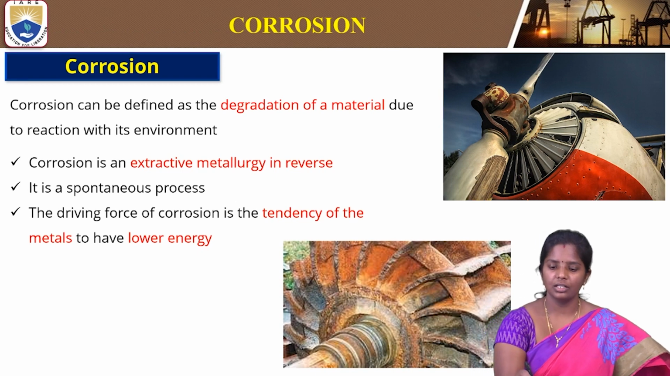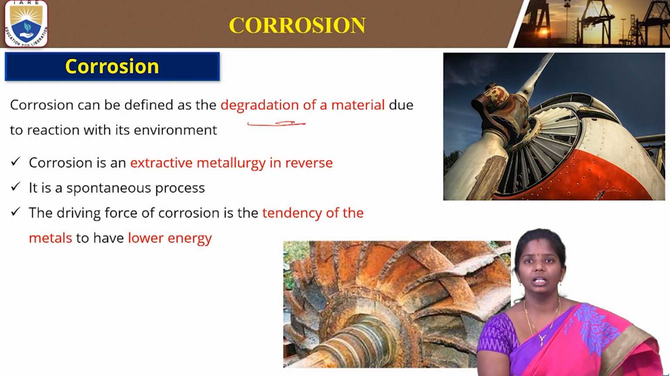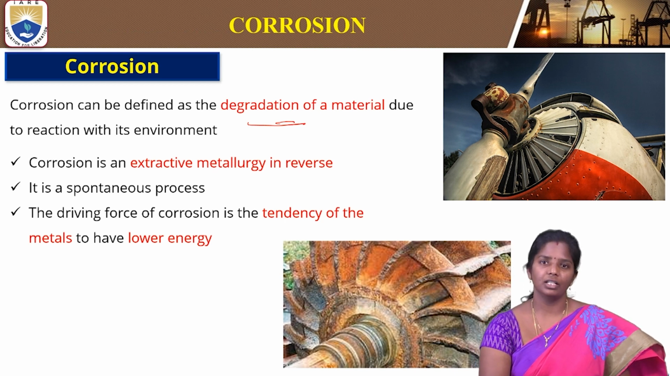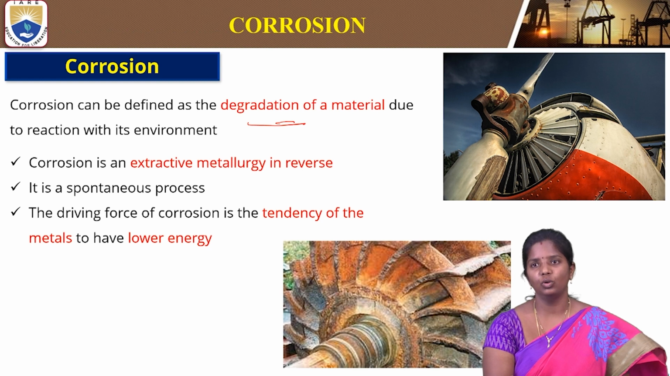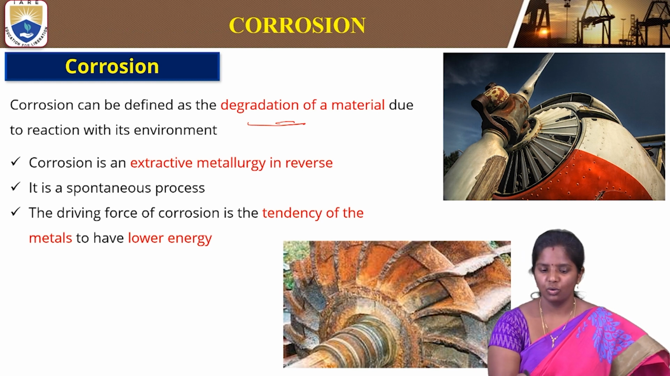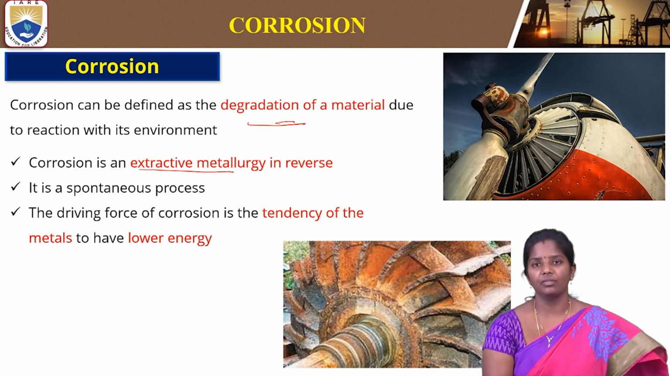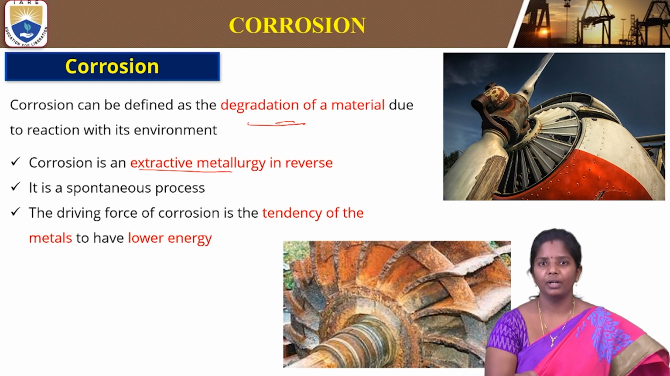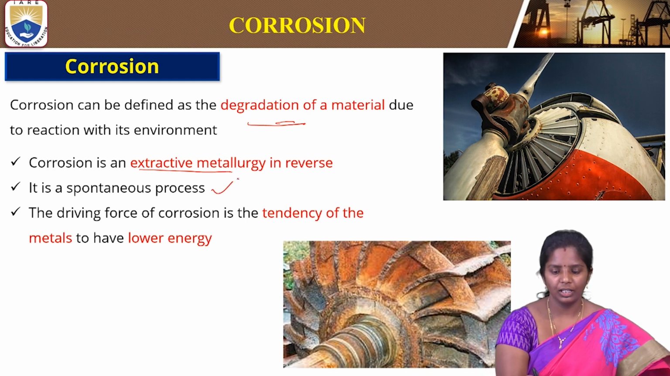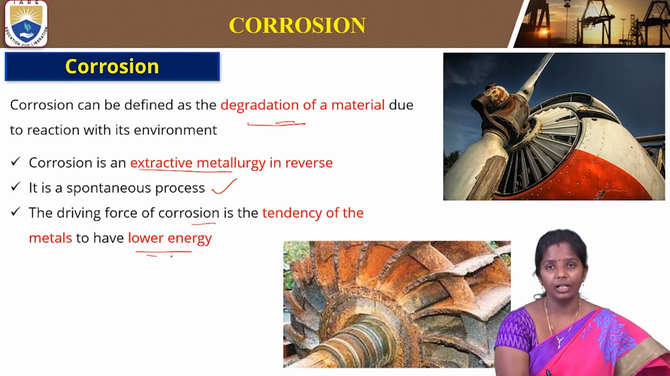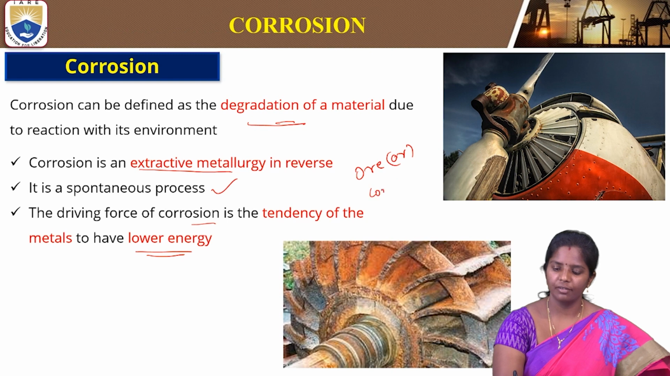So what is corrosion? Corrosion is nothing but the degradation of material, as we have already studied. It indicates that the metal will always follow a backward reaction to get a stable form. So corrosion is extractive metallurgy in reverse. It means that when we extract metals in metallurgy and it is done in reverse, the metal goes back to its original form, the ore form. So it is a spontaneous reaction. The driving force for this reaction is the tendency of metals to have lower energy. When a metal is in its stable form, as an ore or compound, it has lower energy.